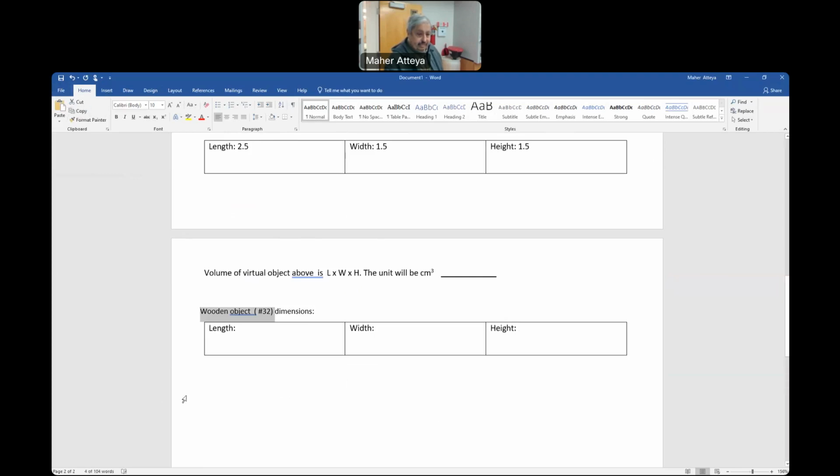Copy, paste here at the bottom, and then paste the volume. Copy, paste. You don't have to say virtual now, just above. The dimension above is whatever the numbers are. You multiply those numbers, length multiplied by width multiplied by height, correct? The same thing here. So here it is, and then you come up with centimeter cube, whatever the number is.